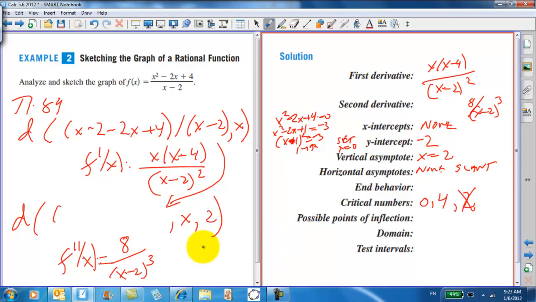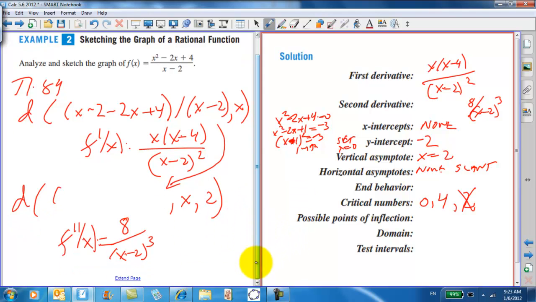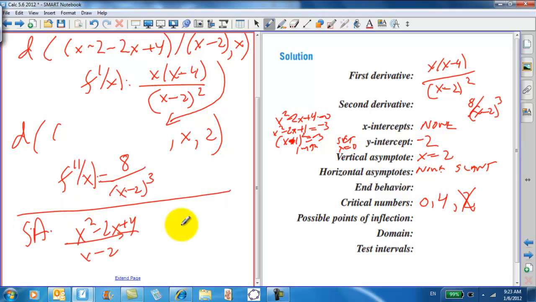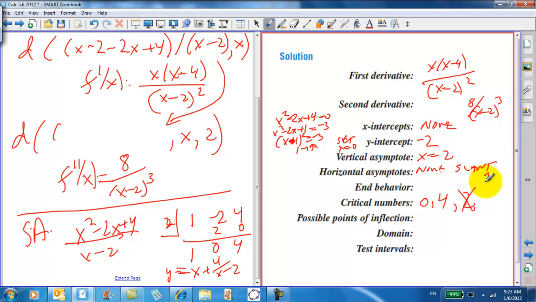For the slant asymptote, you use a little scratch work paper over here. We take our x squared minus 2x plus 4 divided by x minus 2 to define the slant asymptote now. So let's use synthetic division: 2, 1, negative 2, 4. Bring down the 1, multiply by 2, 0, 0, 4. So you get y equals x plus 4 over x minus 2. So the slant asymptote is just y equals x. So we do get a slant asymptote there.